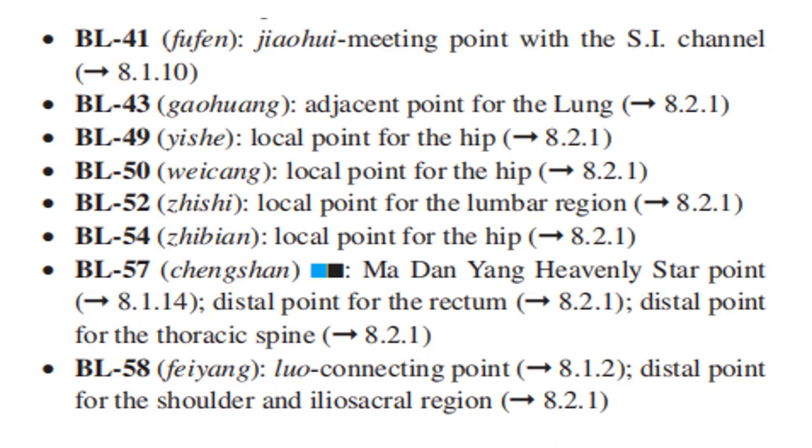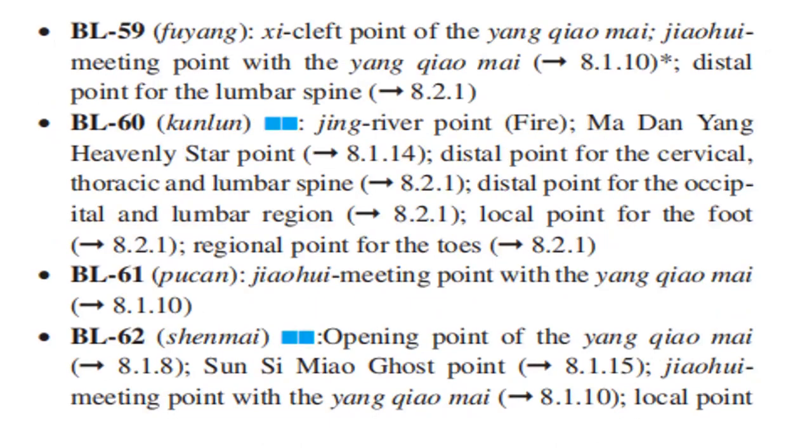Bladder 58, Luo connecting point, distal point for the shoulder and iliosacral region. Bladder 59, Xi-Cleft point of the Yang Chiao Mai, Yao Wei meeting point with the Yang Chiao Mai, distal point for the lumbar spine. Bladder 60, Jing River point, fire. Ma Dan Yang heavenly star point, distal point for the cervical, thoracic, and lumbar spine, distal point for the occipital and lumbar region, local point for the foot, regional point for the toes.